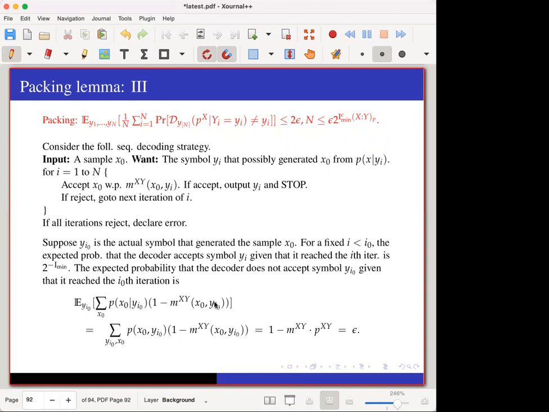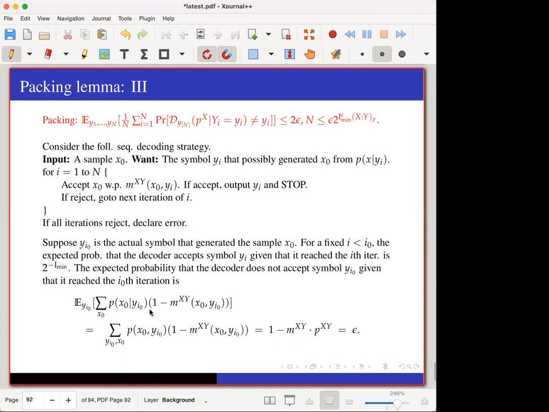Now, this is for I less than I naught. Now, remember, we are trying to understand the expected probability of error. So another source of error occurs if the decoder does not accept I naught. So let us say the decoder has reached the I naught iteration. Now, what is the expected probability over the choice of y1 to yn that the decoder does not accept symbol yi naught? So that is easier to analyze.